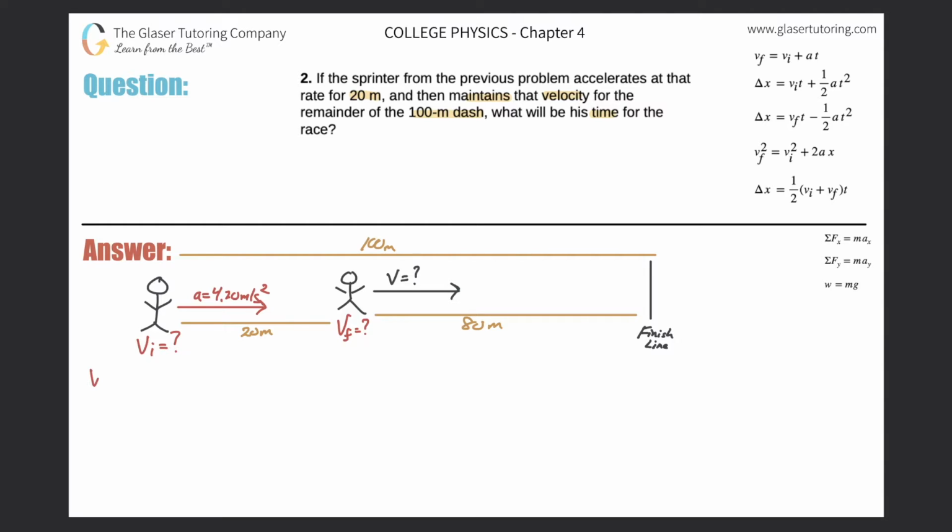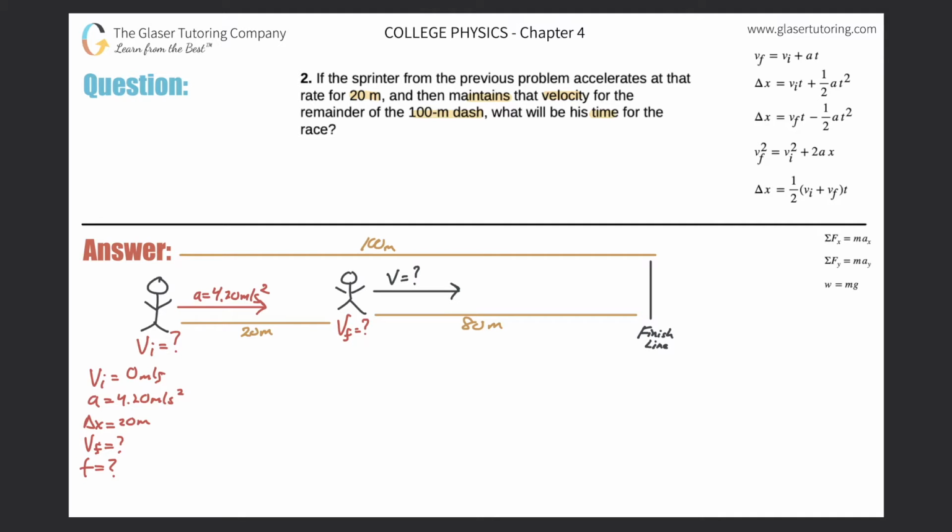All right, so the initial velocity, I'm going to assume here that he is starting at 0 meters per second. He's accelerating at a rate of 4.20 meters per second squared. He's traveling for a distance of 20 meters. We don't know the final velocity, and we also don't know the time. So we're probably going to have to solve for both of these, okay? First, it doesn't matter which one we choose here. Why don't we solve for the final velocity first?